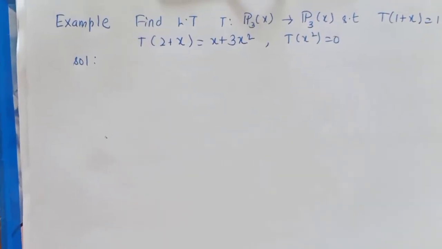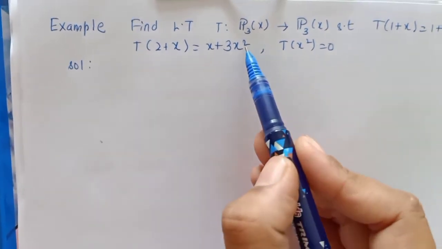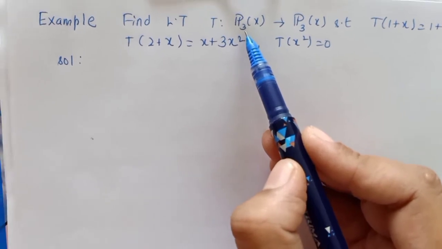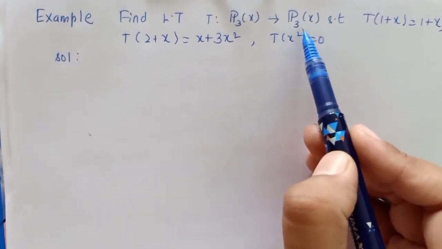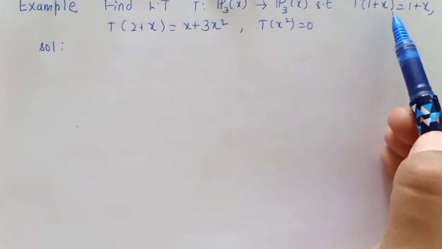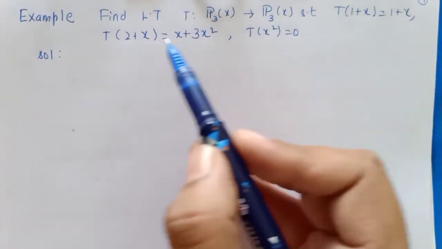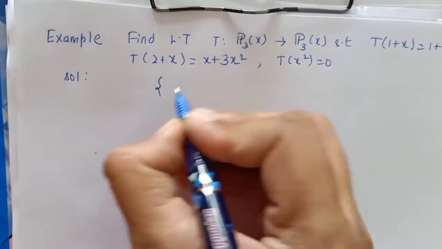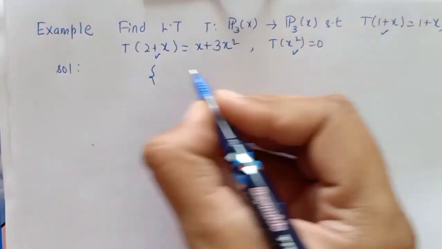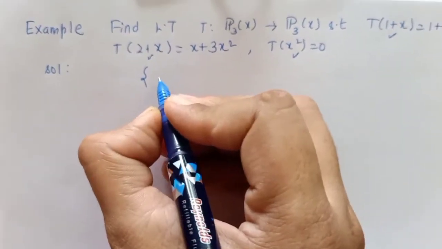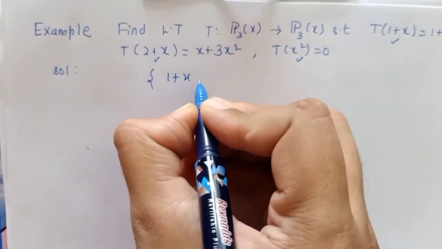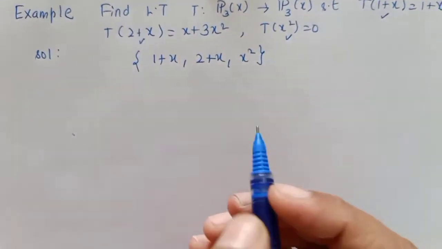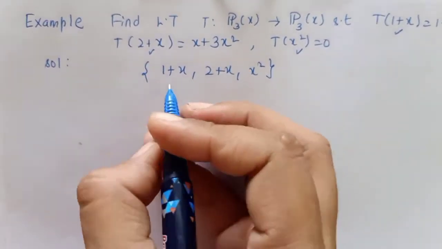So let us see a similar example where T is the transformation which takes the set of polynomials of degree less than or equal to 3 to polynomials of degree less than or equal to 3, and again we are given three coordinates. Now first of all we will show that these elements are a basis of the given vector space. So I have 1 plus x, 2 plus x, and x square. So how do we show that this forms a basis? First we will show that these are linearly independent.